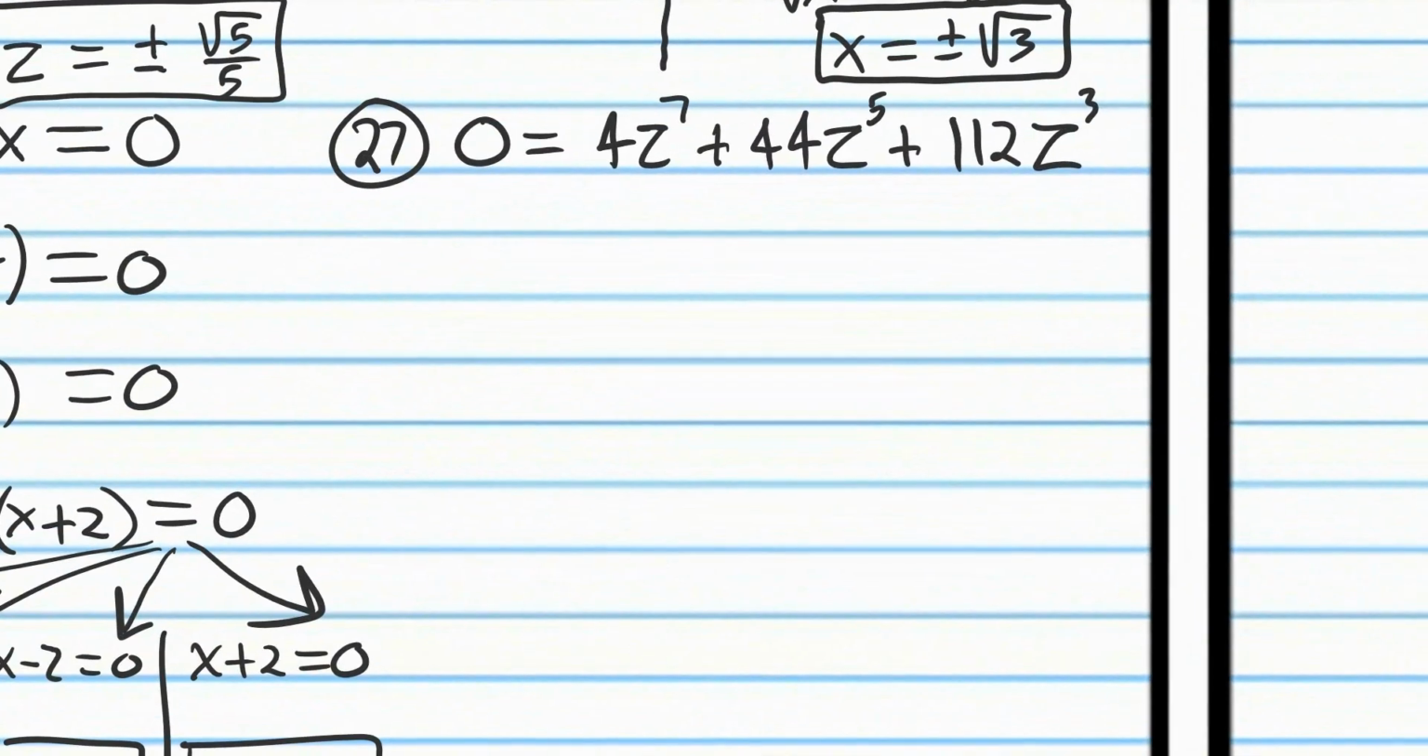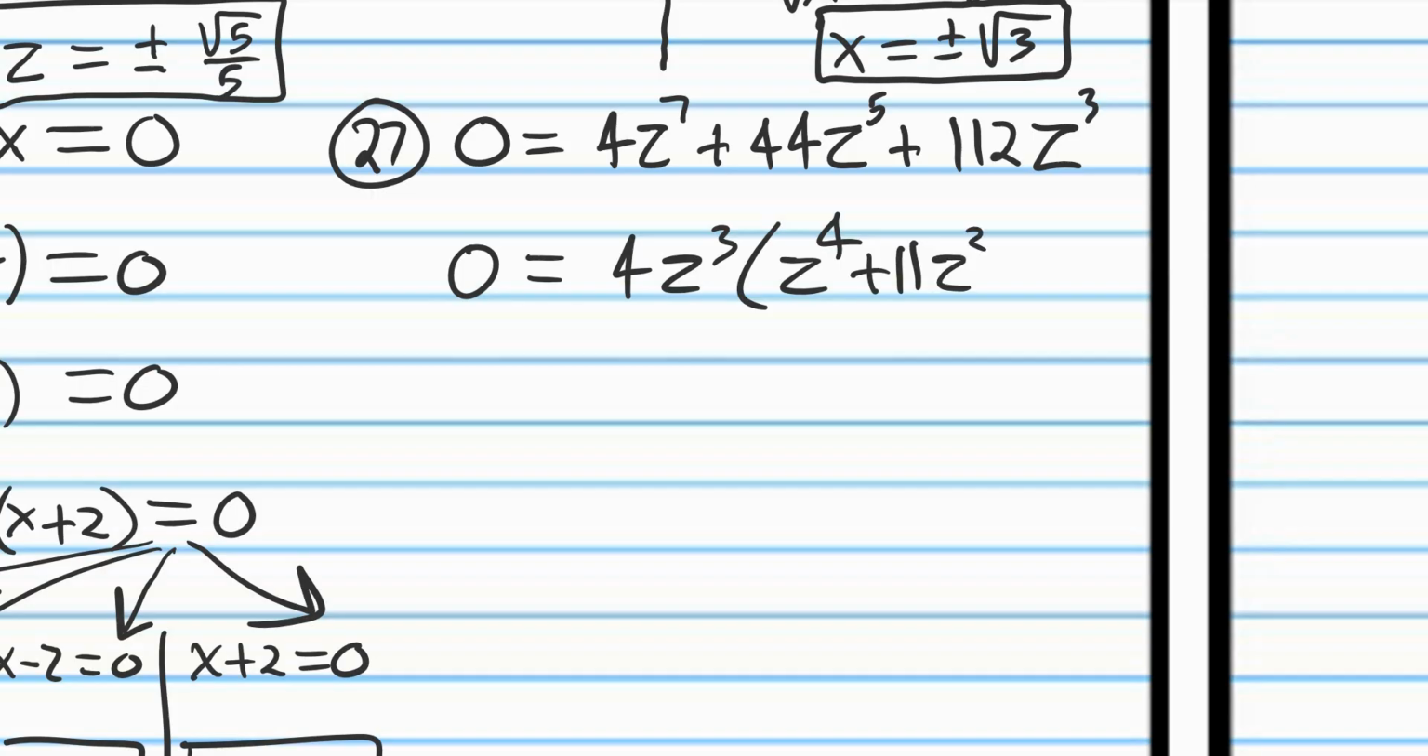All right, we're back. So I'm going to factor out a 4z cubed. And we get z to the 4th plus 11z squared. And then 112, I'm going to get my calculator out for that one. 112 divided by 4 is equal to 28.